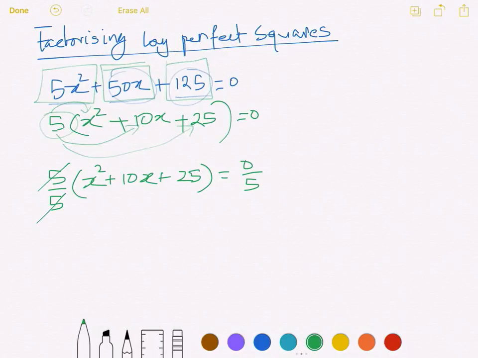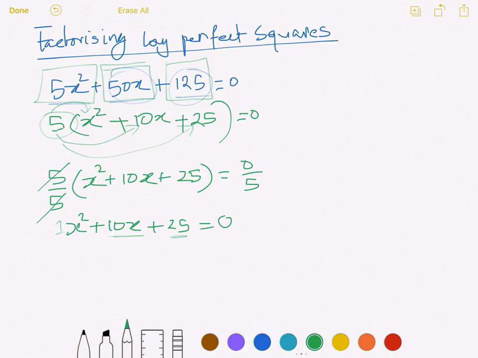What we are left with on the left hand side is x squared plus 10x plus 25, and on the right hand side, 0 divided by any number is still 0. So we have 0 on the right hand side. Now when we look at this expression, what do we have? We have an expression where the coefficient, or the number multiplying x squared, is literally 1, and then we have 10x and then plus 25.